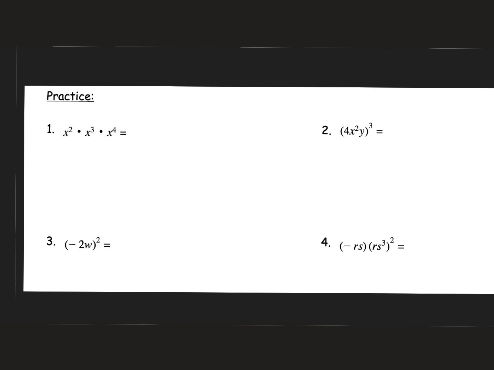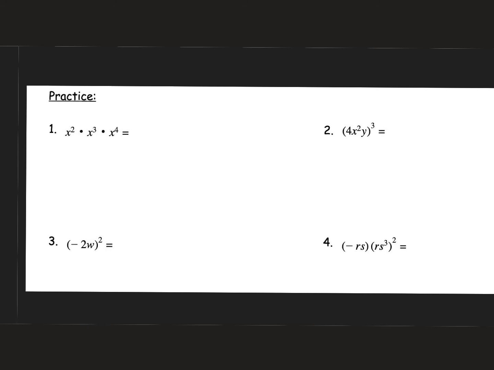All right, so looking at number 1, I have x squared times x cubed times x to the 4th. So we all have like bases, so we know our base is x. Anytime we're multiplying like bases, we add our exponents. So I have x to the power of 2 plus 3 plus 4. 2 plus 3 is 5 plus 4 is 9. So we get x to the 9th.